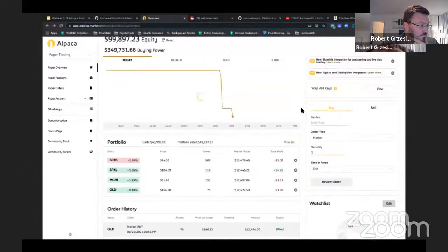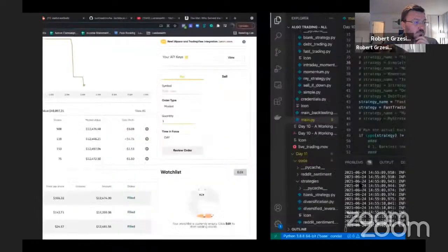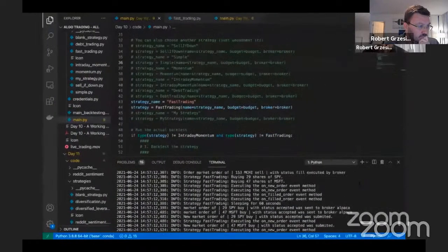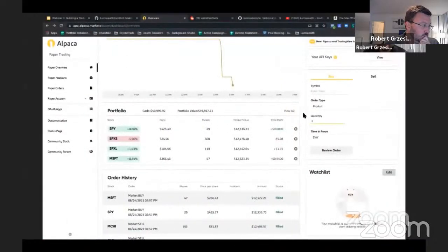And this is just a demo to show you this fast trading, how it moves in and out. If we give it another minute, it should actually flip things around. It executes once every minute. We give it a little bit more time. It'll swap things out. Oh, there you go.